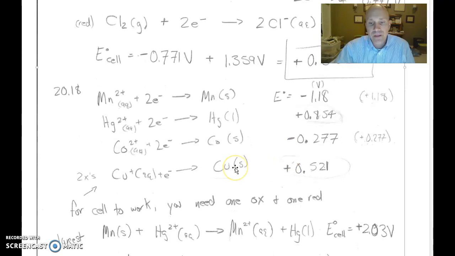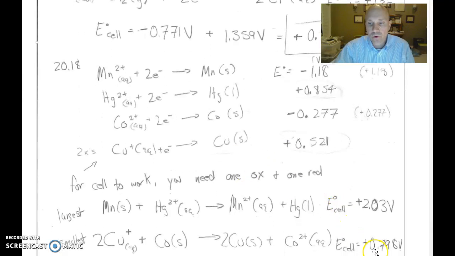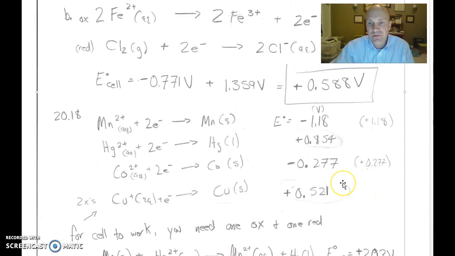One thing to remember is that in order for the cell to work, the value has to be positive. If you calculated something and it were negative, essentially it would work in the opposite direction. So we want to write these reactions in the direction that they would actually occur. In terms of the biggest, you want to find the highest positive force that you can find.